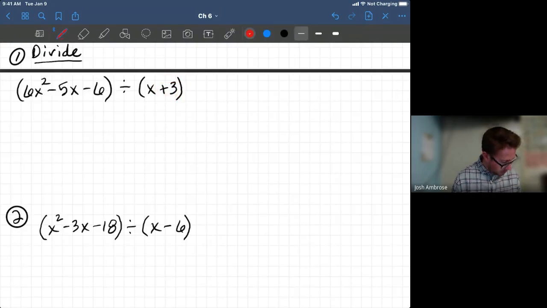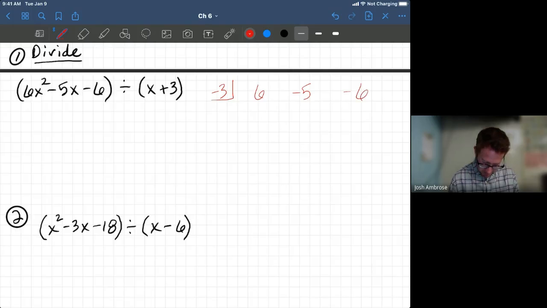So when we set up synthetic division, you're going to have this little box go right here. Notice it says +3, so we're going to put a -3. Then you have to put the coefficients lined up next to this: 6, -5, -6. Let's put our line down here.